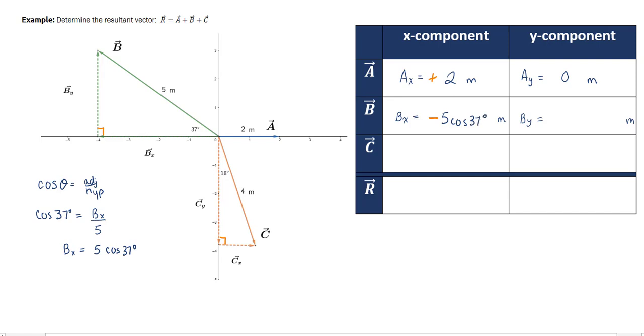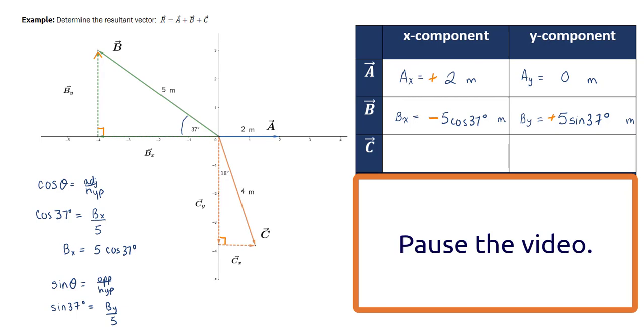Turning our attention to the component By, it is the opposite side from the angle 37. So we'll be dealing with our trigonometric ratio of sine theta. So here, sine 37 degrees is going to be equal to By over 5. And once again, isolating, we get that By is going to be 5 sine 37 degrees. And noticing that the vector component By is in the positive y direction, we'll place a positive sign in front of our By component to indicate that.